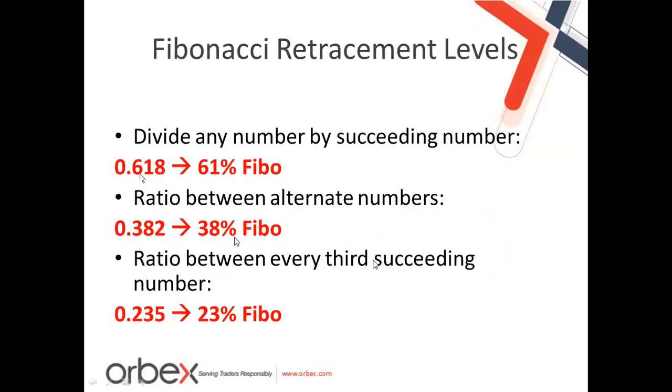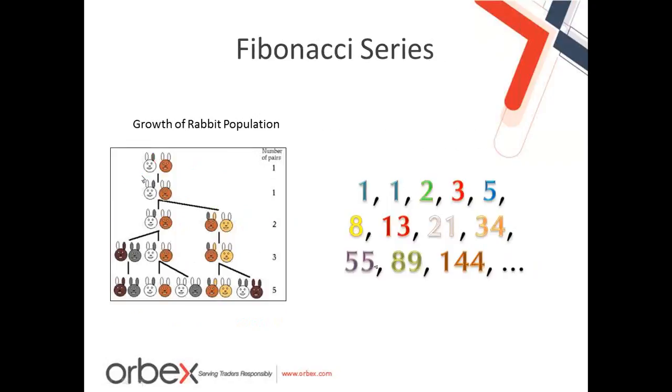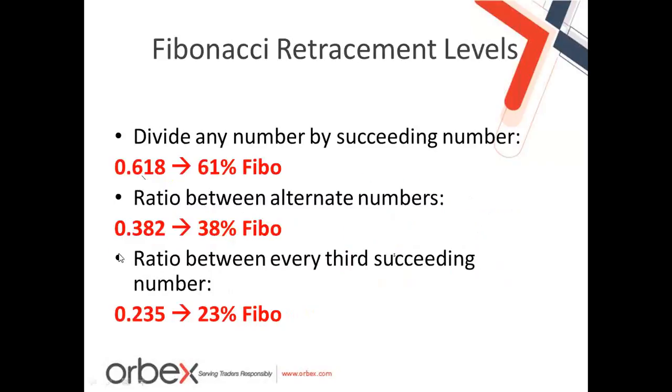So this time you are taking the ratio between alternate numbers. So basically you're dividing 5 by 13, you're dividing 13 by 34, and so on. So you approximately get 0.382 for this level. And the next level, which is the 23% Fibonacci level, is the ratio between every third succeeding number. So we're not going to get into this more than this.